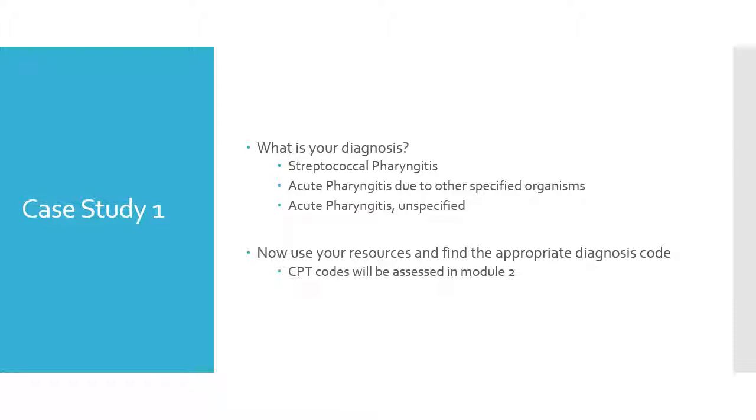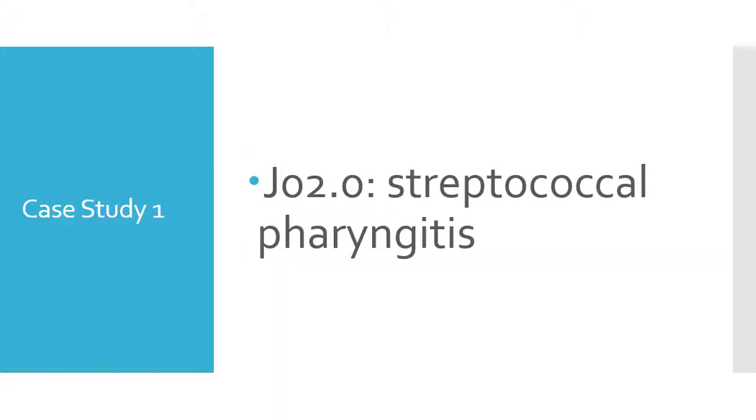We'll discuss CPT codes in Module 2. Streptococcal pharyngitis is the best diagnosis for this patient, and that code is J02.0. Let's try another one.